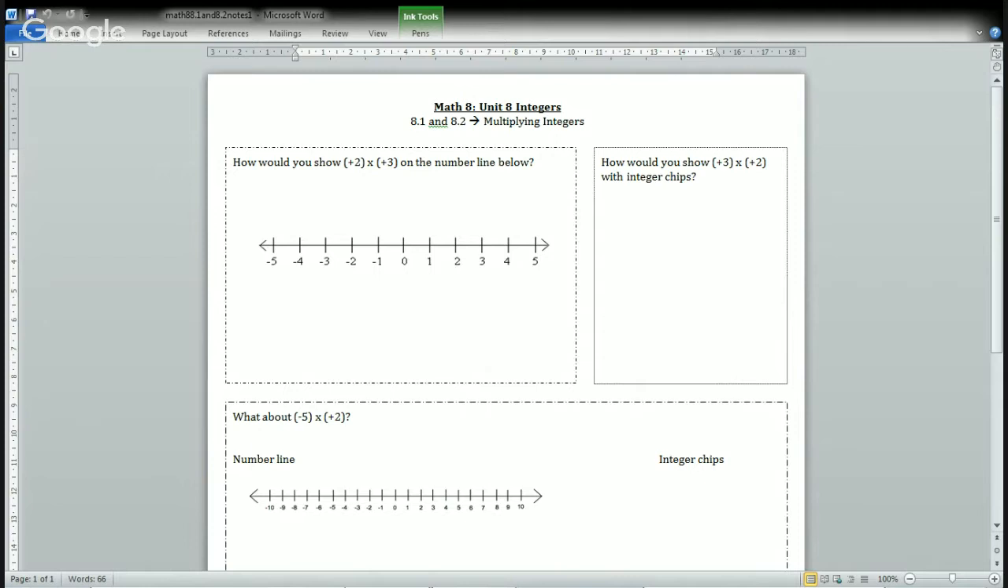So we're going to start off with multiplying, and the dividing is quite similar. I'm going to show you a couple ways to do it, and then you can figure out what works best for you. So first of all, how would you show positive 2 times positive 3 on a number line?